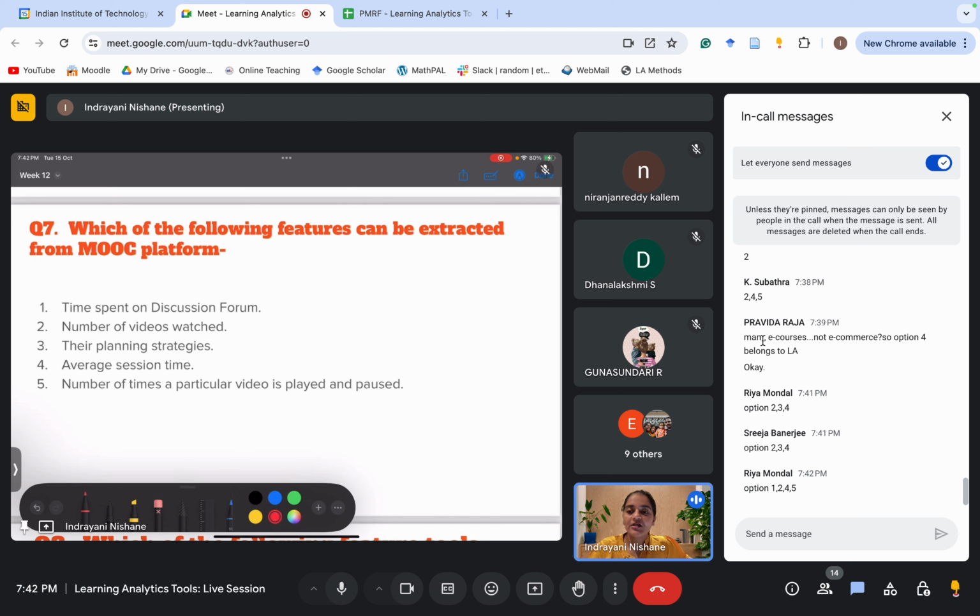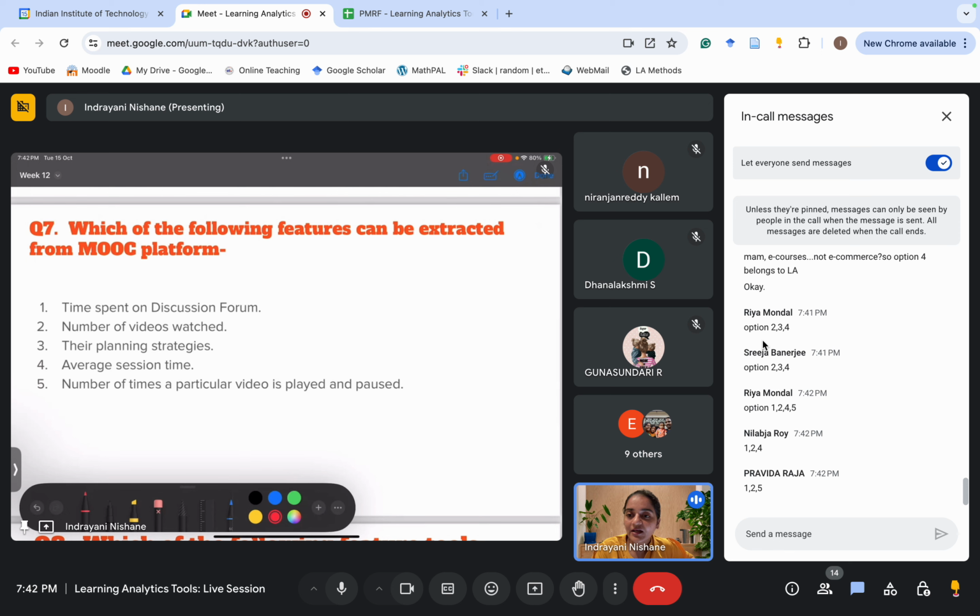What data can be stored or what features can be extracted using your interaction with Swayam? Answer these questions based on that. Now I'm going to read the options. Option 1 says time spent on discussion forum. When we are capturing the clickstream data, clickstream is timestamp and what button has been clicked by the student.